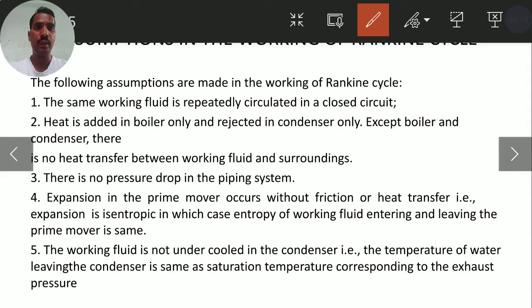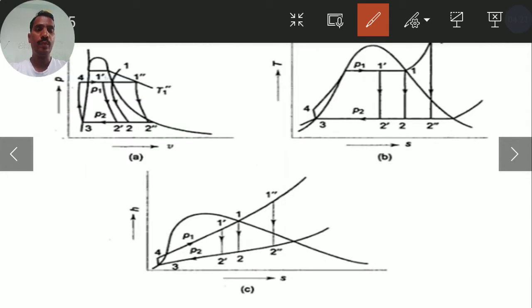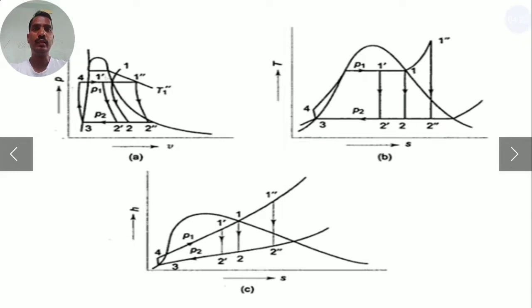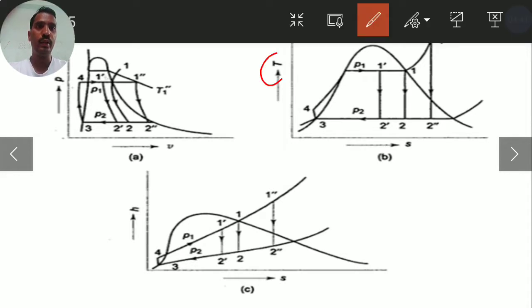Now let us see this Rankine cycle on the various planes, which help us to see the effect of various operating conditions on the performance of a Rankine cycle. These diagrams will help us. Basically, we are going to refer to TS and HS diagrams for studying the effect of various operating conditions on the performance of a Rankine cycle.